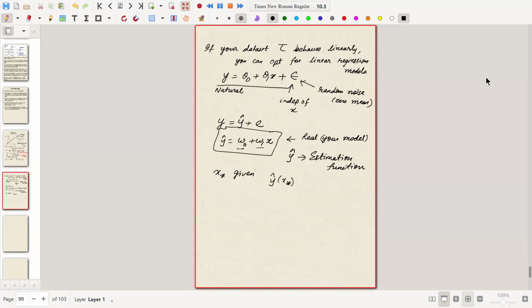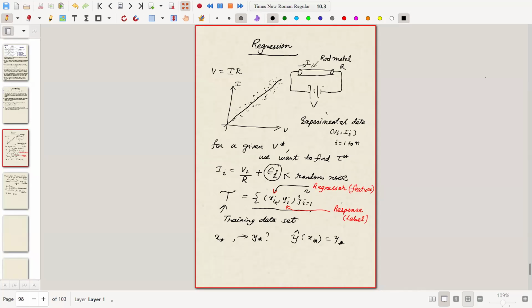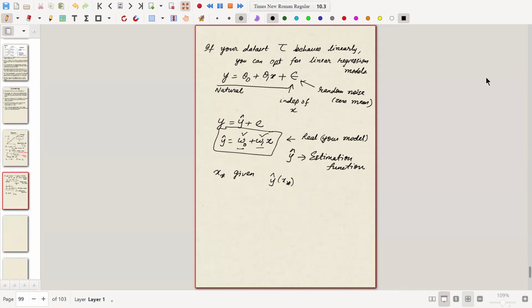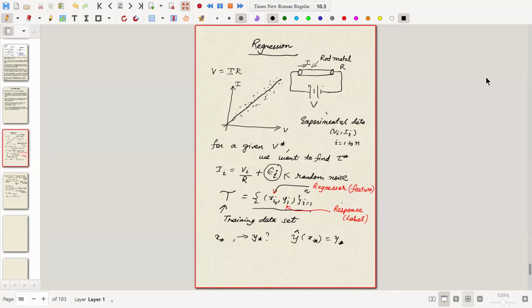How will you plot the straight line if you don't have W0 and W1? For that, you need to know W0 and W1. Do you need to know x? That is given to you. x is the independent variable, and that data set you already have. So our main aim is to find W0 and W1. After finding W0 and W1, you can just plot your curve or regression.